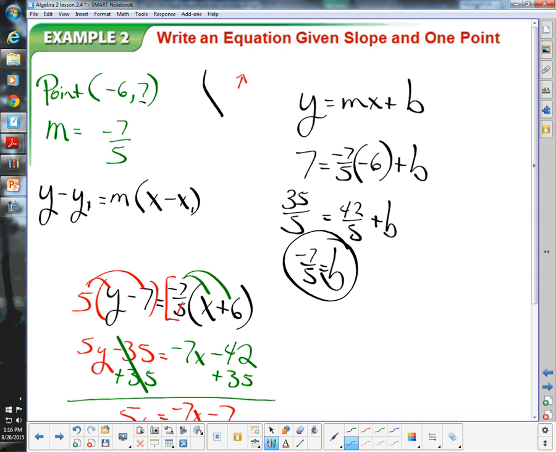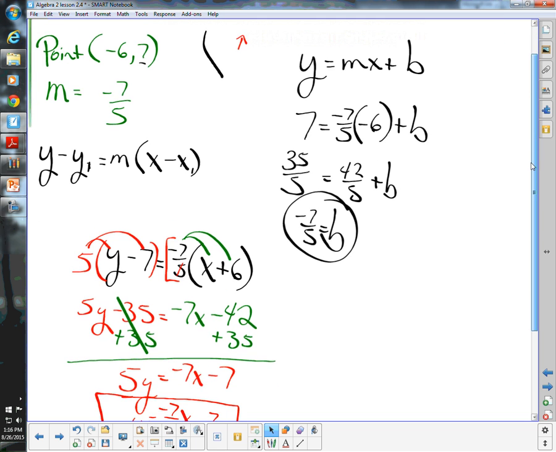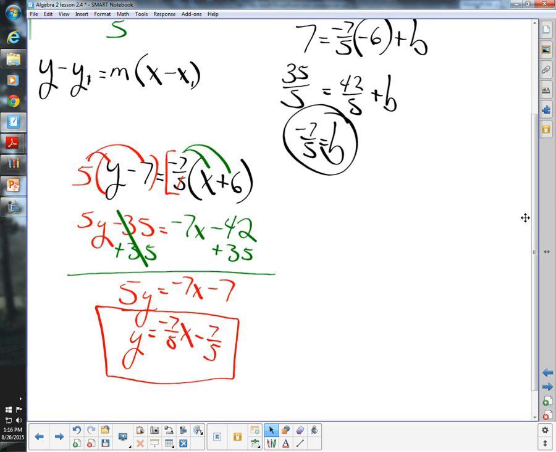Ladies and gentlemen, that is b. If you take a look at this now, right here you can see negative 7 fifths, negative 7 fifths. I already had the slope. Once I figure out what b is, it's just like going back to the first exercises today. I could plug the slope in right here, negative 7 fifths x, and then minus 7 fifths. Problem's done.